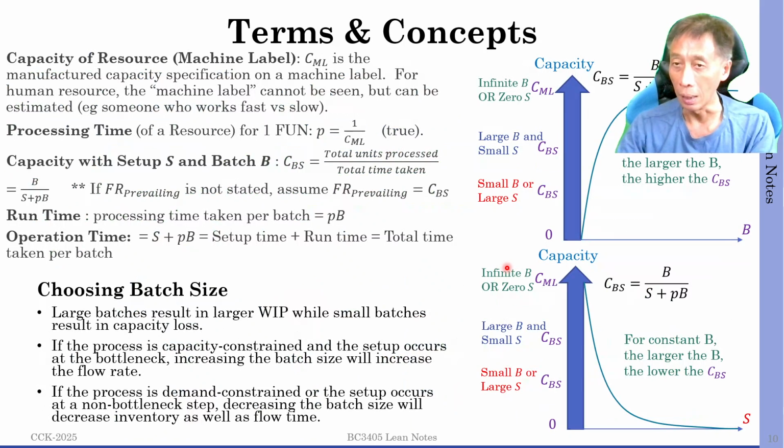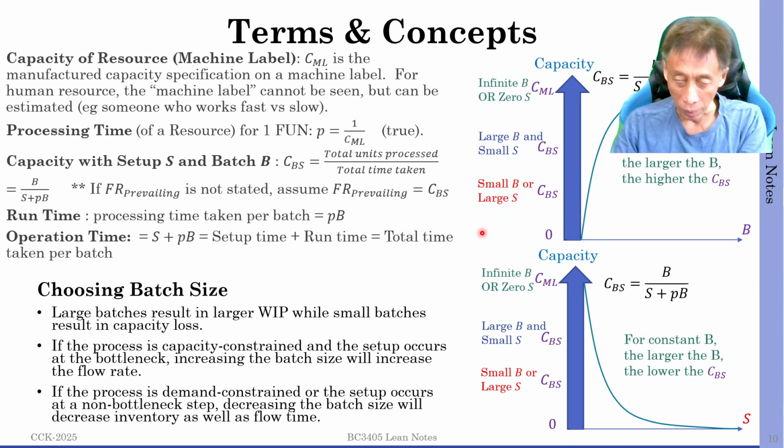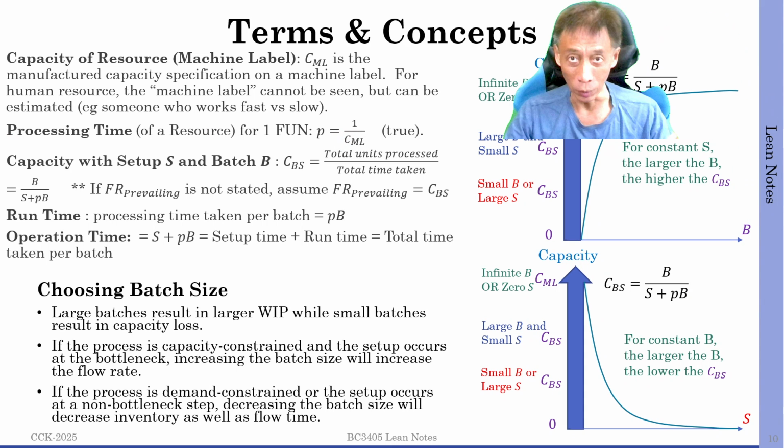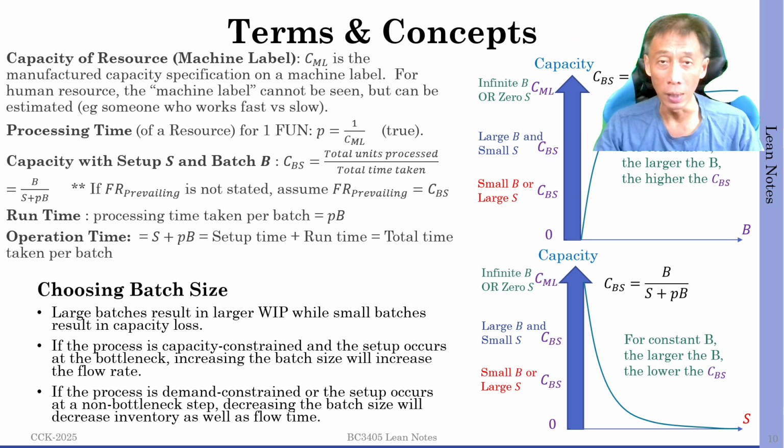Okay, next. Just want to have a final slide to round up this understanding, right? Because some of these terms we have already mentioned, like CML. Out of no choice, I have to invent this term, called CML, which is the machine label, which is the C, the capacity that we talked about, the resource capacity. Okay. And then the processing time is always 1 over CML. Here is the potentially confusing part. It's always 1 over CML, not 1 over CBS.